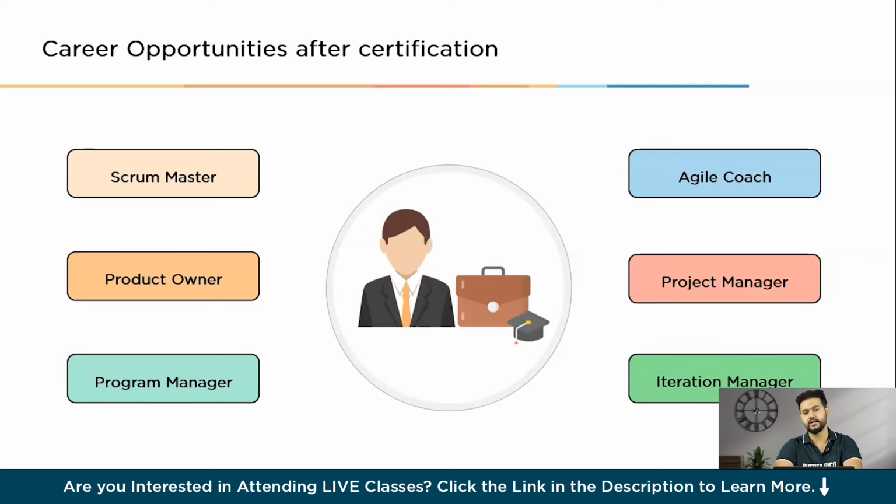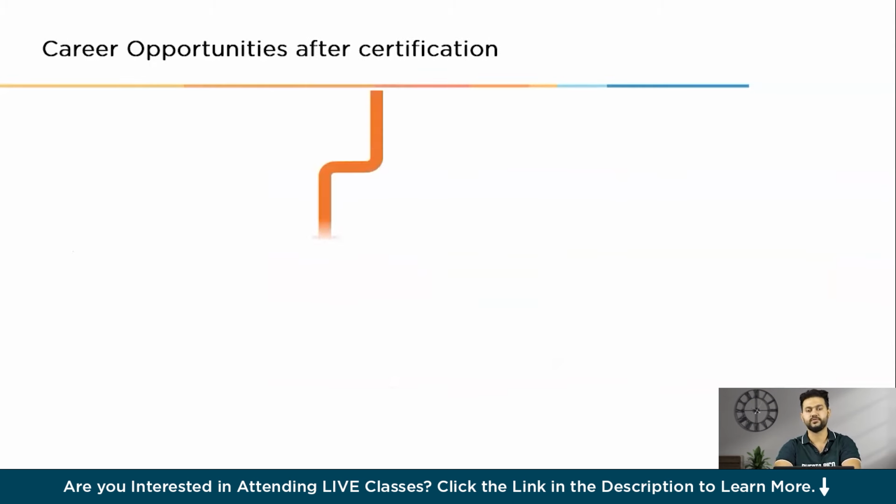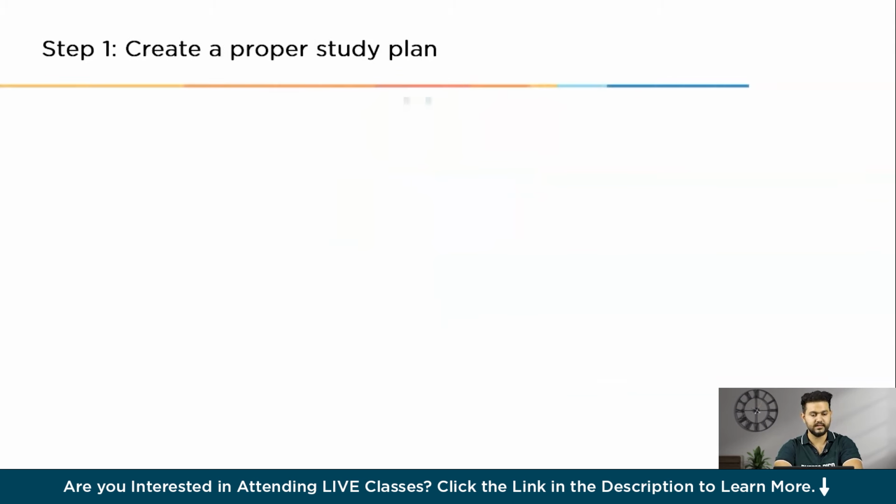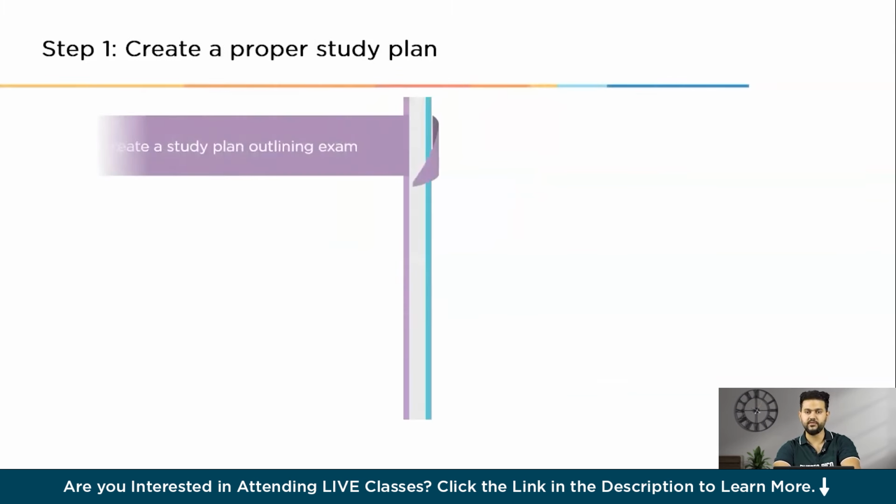Alright, now let's understand how to become a SAFe Certified Scrum Master. Let's divide the procedure or plan into 3 steps. Step 1 is to create a proper study plan. So let's understand that first. Preparing for the SAFe Certified Scrum Master exam starts with creating a study plan. This plan outlines what you need to focus on.